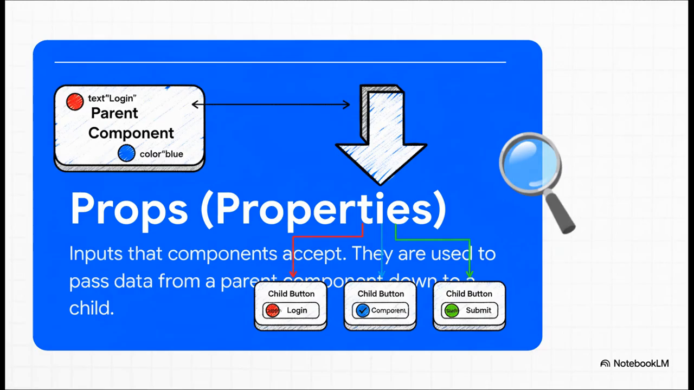Okay, so if state is the component's internal memory, props are how it gets information from the outside. Props are basically data that you pass down from a parent component to a child. This is what lets us make a generic reusable button component. Then we can use that same button 3 times on a page, just passing it a different prop for its text each time, like login, sign up, or submit.